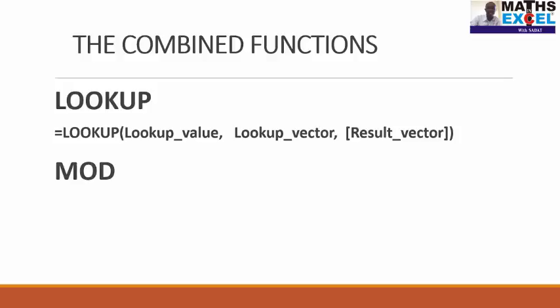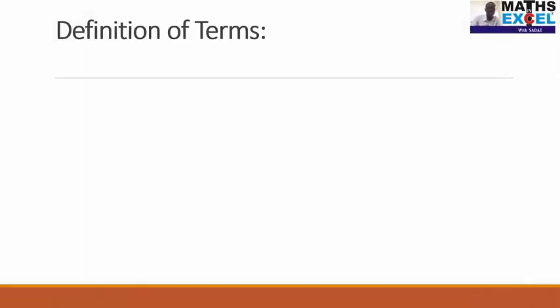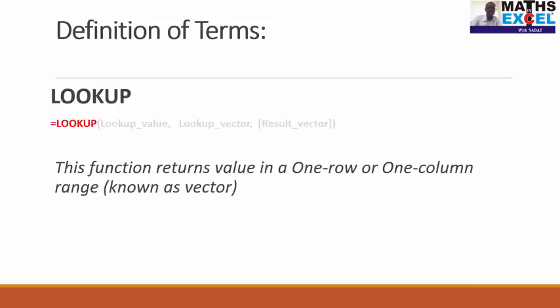We'll also be looking at mode, which is given by the following formula: mode, number and divisor. And the rank, which we are already familiar with, we are also going to be looking at it today. It is given by the following formula: rank, number, ref and order. So quickly, let's look at the definition of some of the terms.